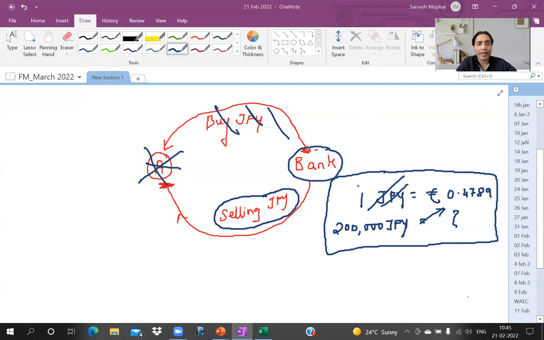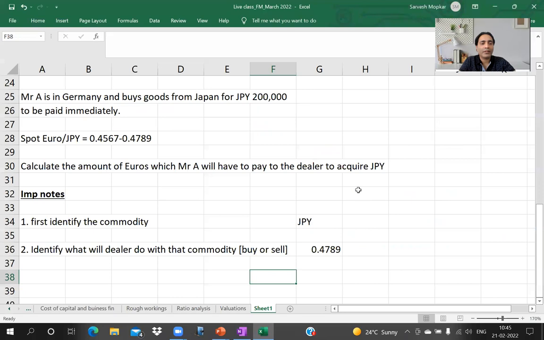Okay, rectified. Very good, Elsa, Fatima, Garima. Garima has also multiplied. So the correct answer is: the amount of euros will be 200,000 multiplied by 0.4789, which is 95,780 euros. This will have to be paid by A to the bank to acquire 200,000 JPYs so that those JPYs can be paid.